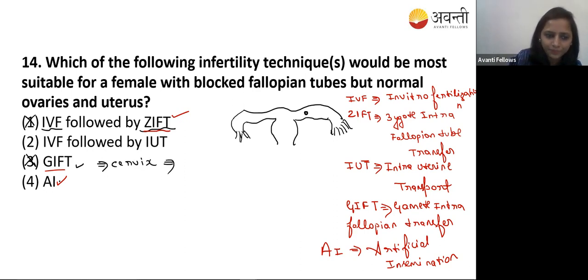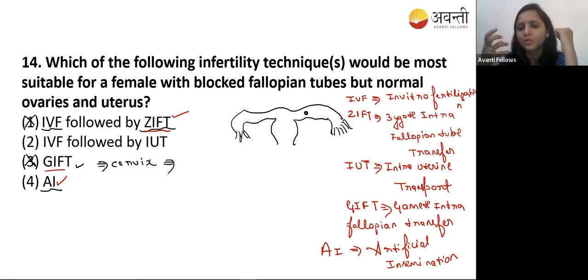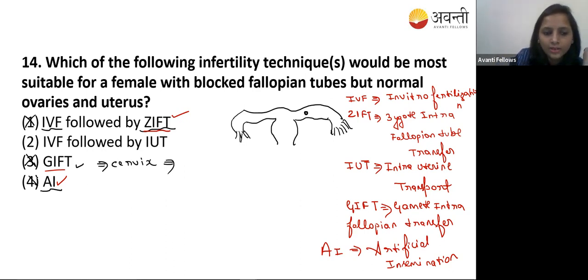Then coming to AI, they are telling artificial insemination. What do you mean by artificial insemination? When in normal insemination the sperm is not able to fertilize the egg, what can we do? We can do artificial insemination, by introducing the sperms artificially. Any sperm we can introduce there. So what will happen? It is going to fertilize the egg. That is also going to take place in the fallopian tube only, right? So that is the reason AI also we can't do.